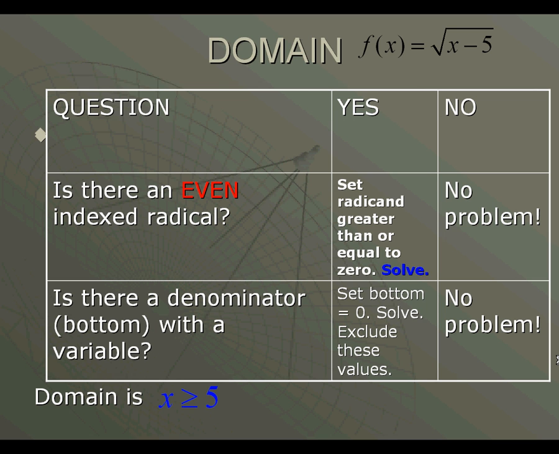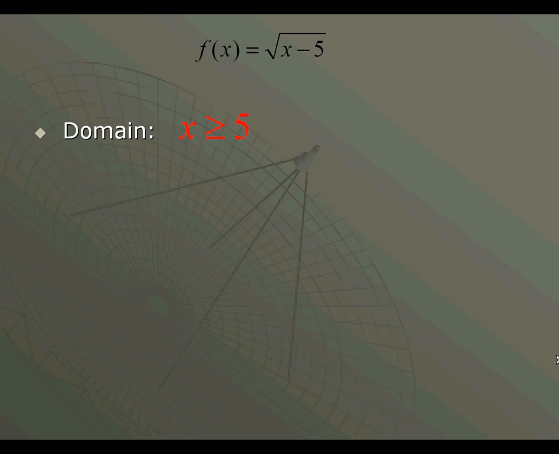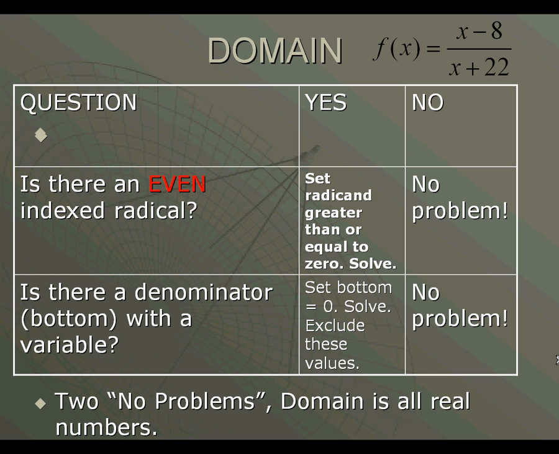Then the next step is just to solve that inequality. When we do, we get the domain. The domain is simply x is greater than or equal to 5. So the domain for our next function we got was x was greater than or equal to 5. Just took us a few seconds using the table. Let's do another one. We have f of x is equal to x minus 8 divided by x plus 22.